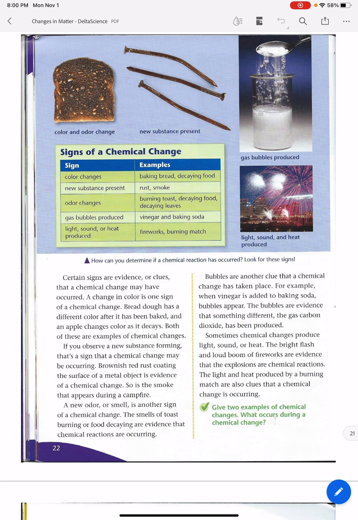Give 2 examples of chemical changes. What occurs during a chemical change?